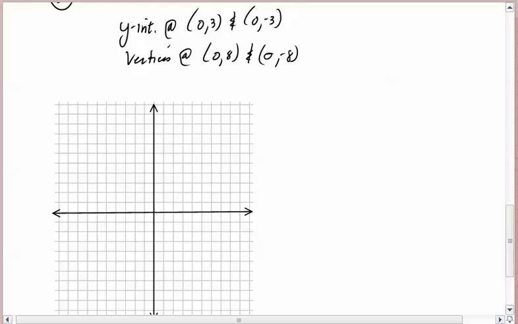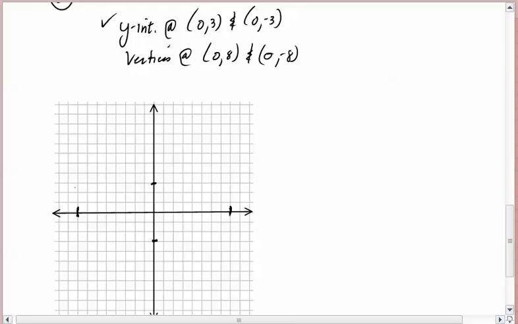So they give us some y-intercepts. Now we're not sure what in the world those are. We just put the points on here. We've got over 0 up 3 and over 0 down 3. So we've done that. Now the vertices, we have 8 and negative 8. 1, 2, 3, 4, 5, 6, 7. There's 8. 1, 2, 3, 4, 5, 6, 7, 8.